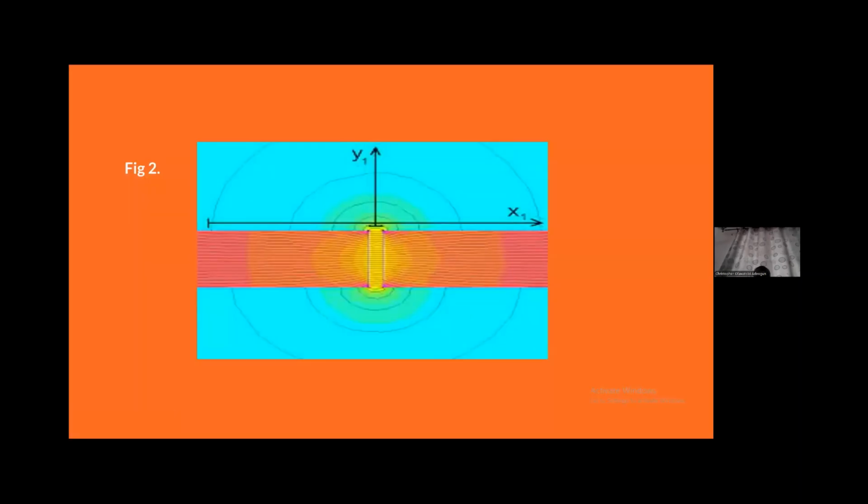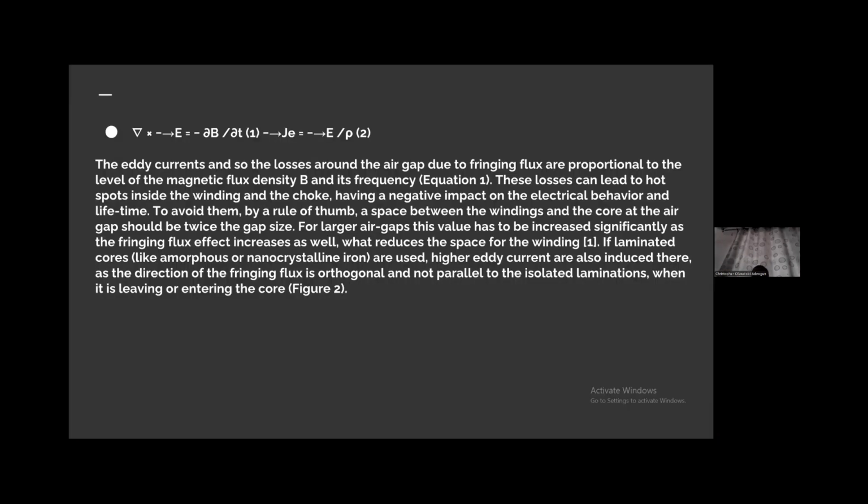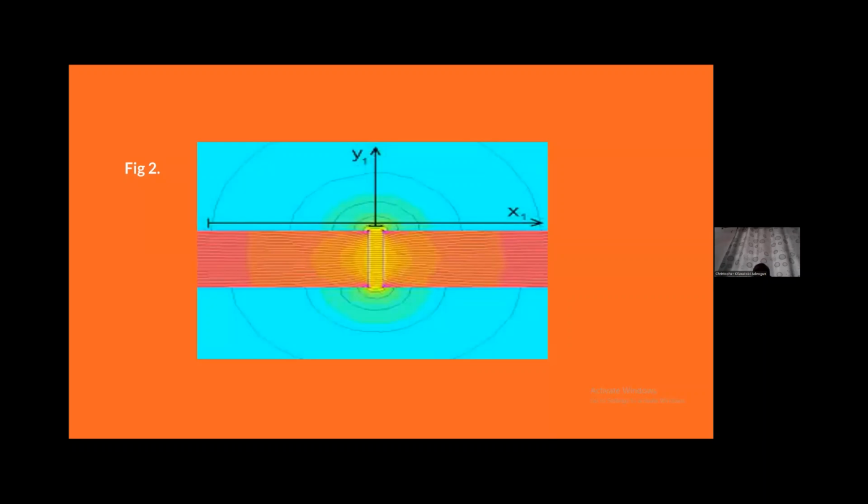So we have this. We can see from the figure the Y and the X axis. And from the illustration, if laminated cores are used, higher eddy currents are also induced there, as the direction of the fringing flux is orthogonal and not parallel to the isolated laminations when it is leaving or entering the core, as shown in this figure.